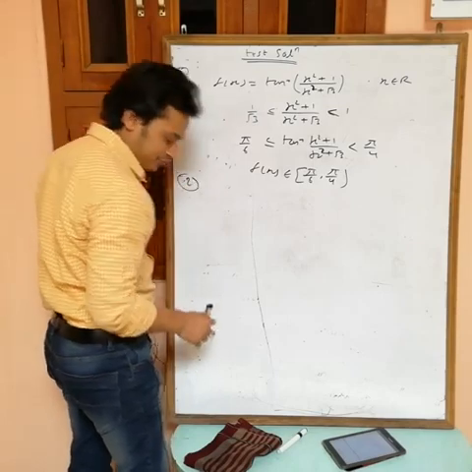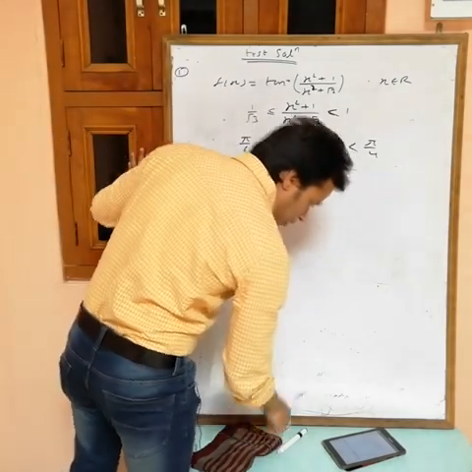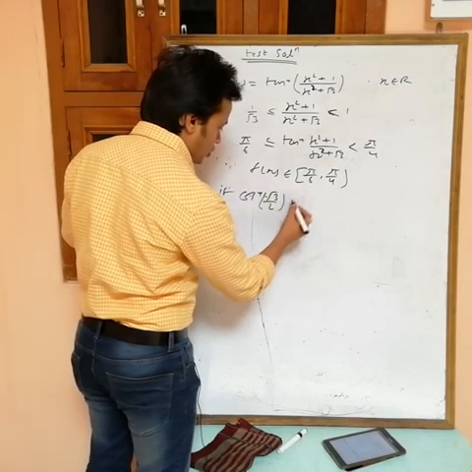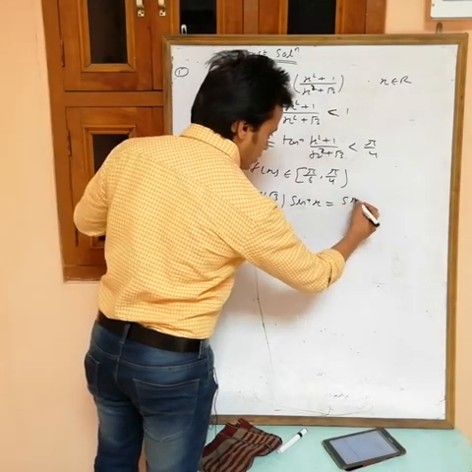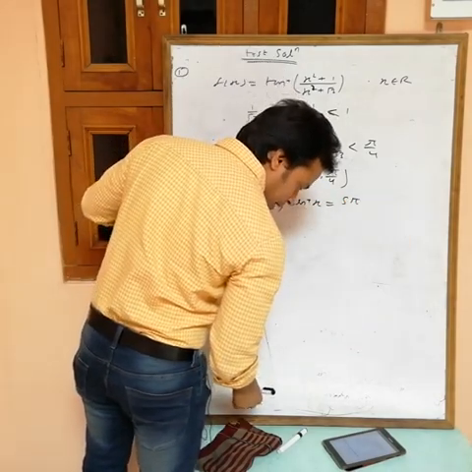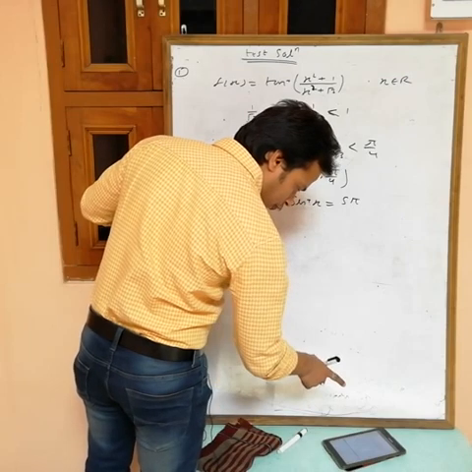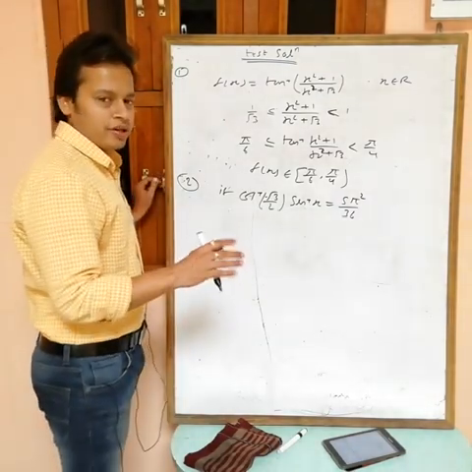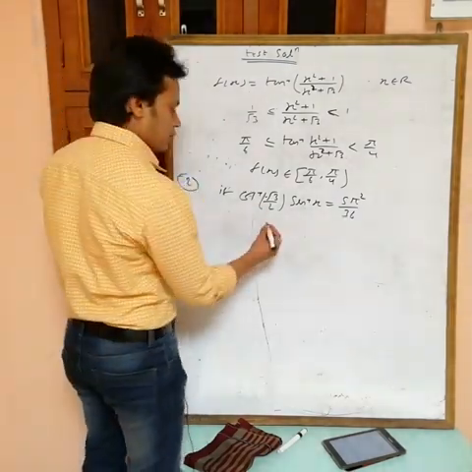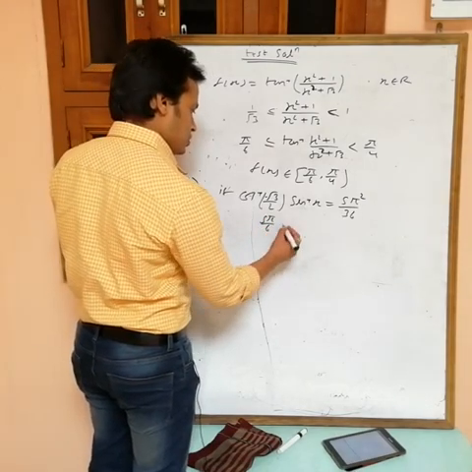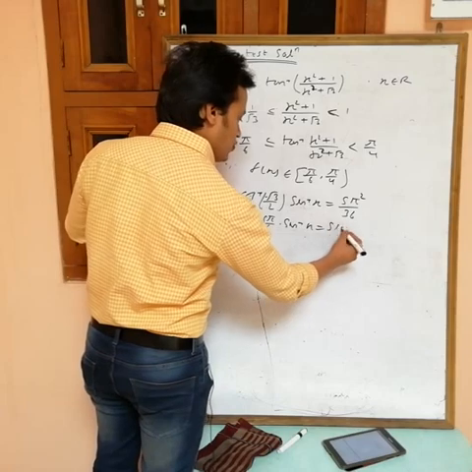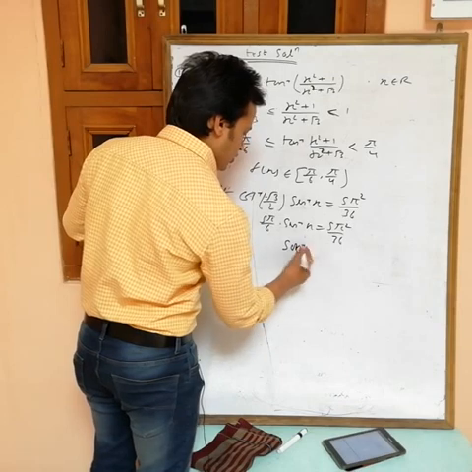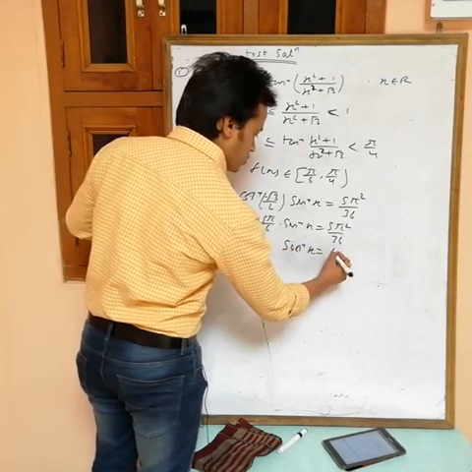Okay, question number 2. Question number 2 is, if cos inverse(−√3/2) times sin inverse x is equal to 5 pi square by 36, then find the value of x. It means we want the range. Options are given. Cos inverse of −√3/2 is 5 pi by 6, times sin inverse x equals 5 pi² by 36. 5 pi cancels out, 6 cancels out, we are getting sin inverse x equals pi by 6.